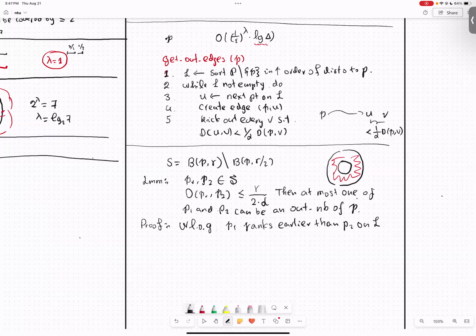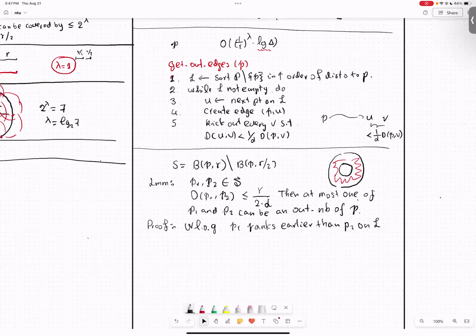Now, remember, L is saying, I'm standing here, I'm Singapore, I'm sorting out all the other points in ascending order of their distances, right? So basically saying P1 cannot have a farther distance than P2, right? Because it stands before P2 on the list, at most it could be a tie. You see what I'm saying? Okay. All right, good. So let's think about the behavior of the algorithm.